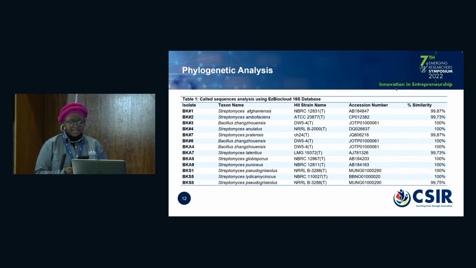A 16S rDNA phylogenetic analysis was conducted by running the 16S sequences on the EasyBio cloud database, revealing that the top hits with 99 to 100% similarity percentage were strains of known Streptomyces species.